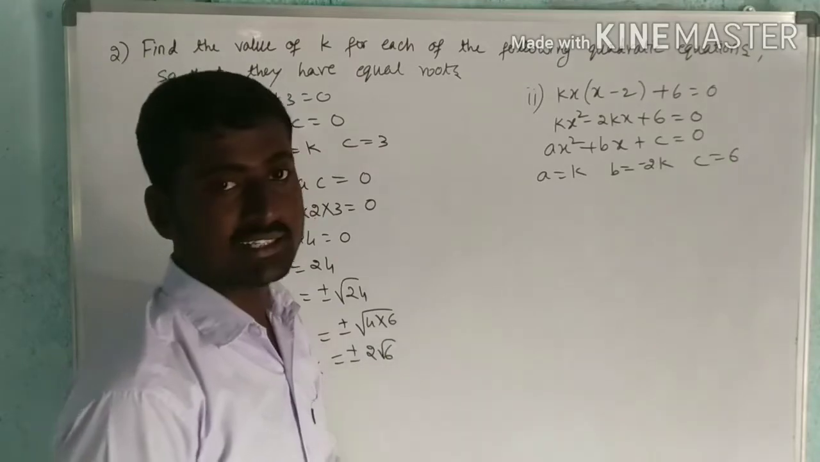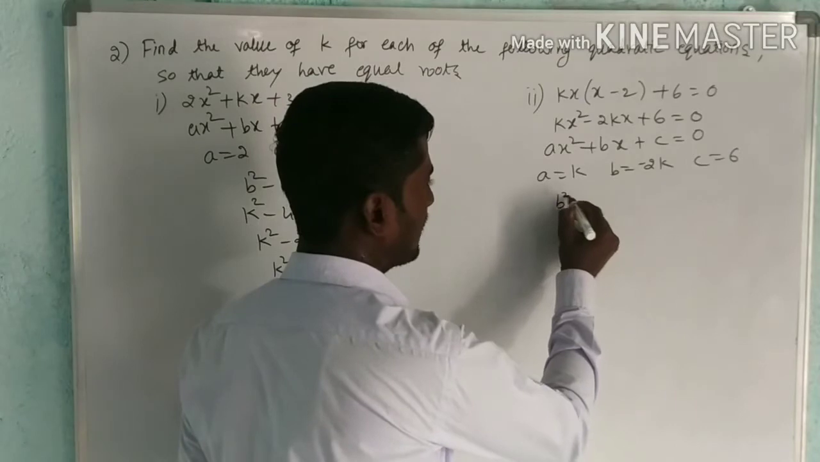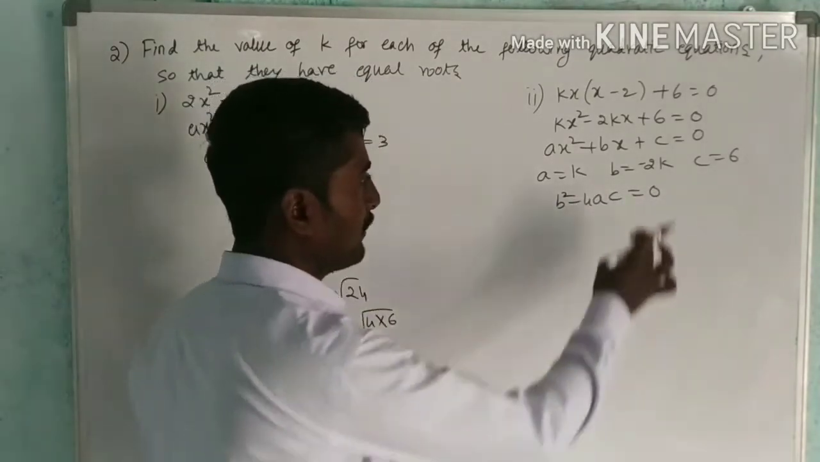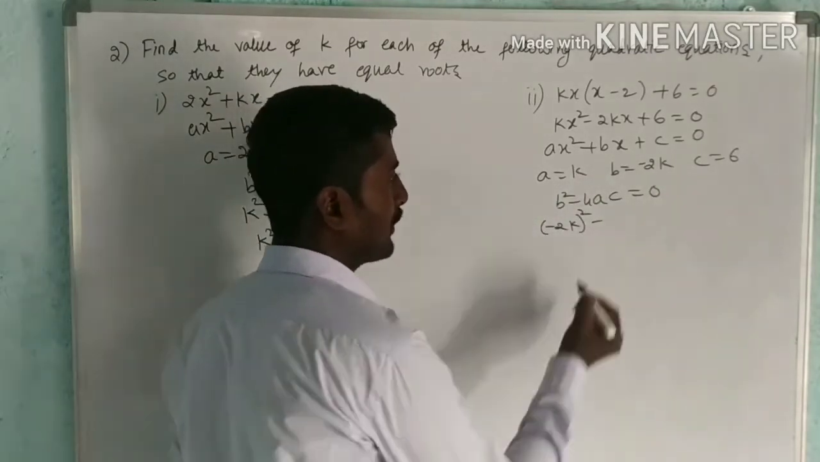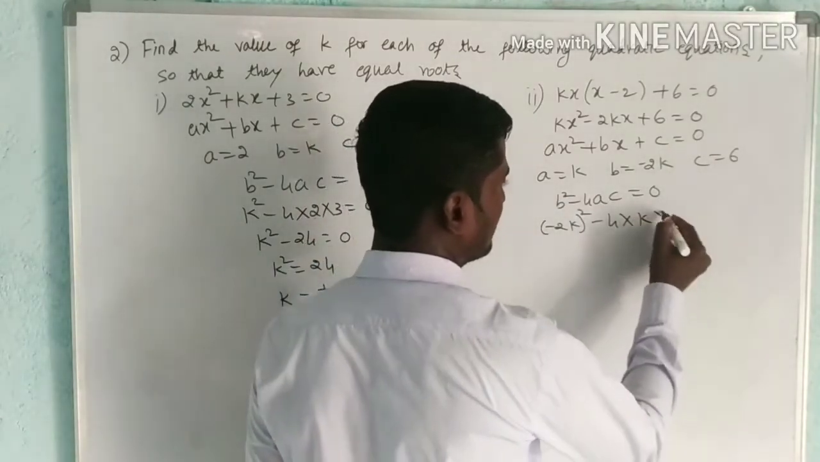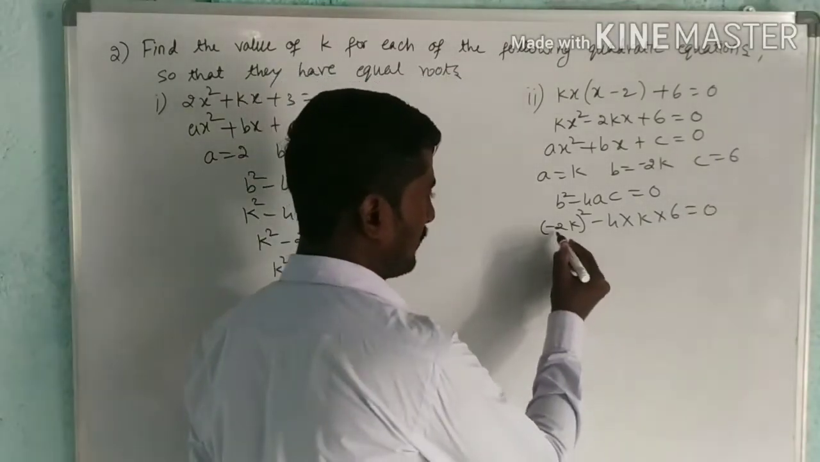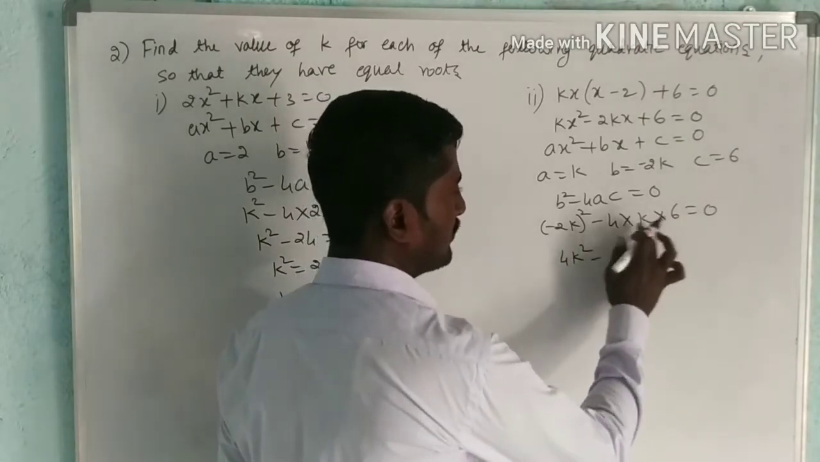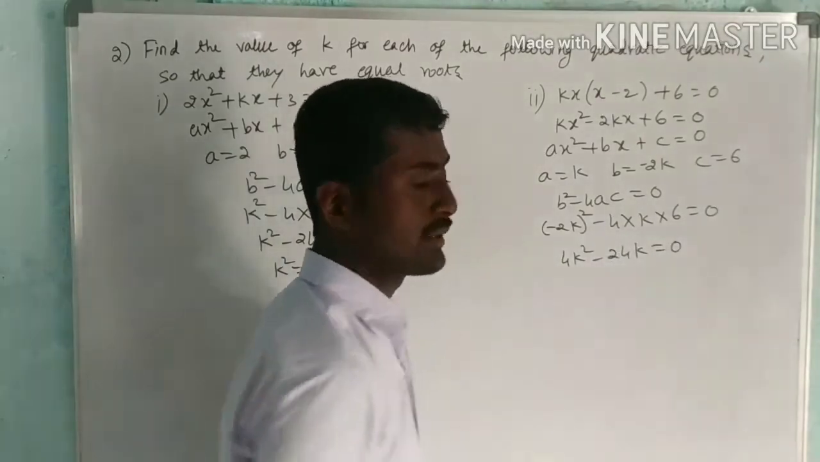Now let us take the discriminant as 0 because they have given that two equal real roots are there. Discriminant b square minus 4ac is equal to 0. Now b square is nothing but minus 2k square, minus 4ac, 4 into a value, which is k, into c value, which is 6, is equal to 0. Now this is 4k square minus 24k is equal to 0.